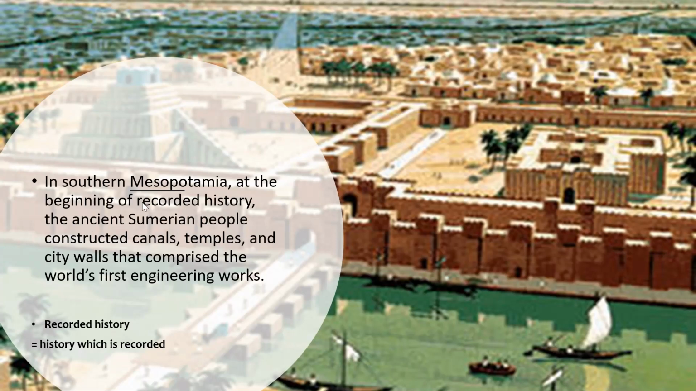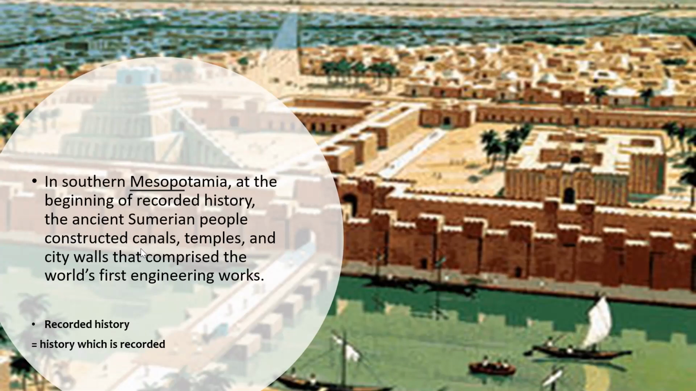So what does the writer think about Sumerian people? It is ancient. They constructed canals. What happened to the ancient Sumerian people? They constructed canals, temples, and city walls. So the predicate here is constructed, verb 2, and it is simple past tense.